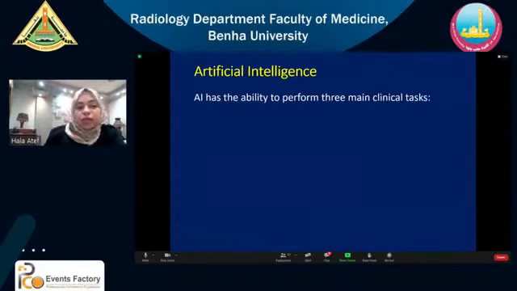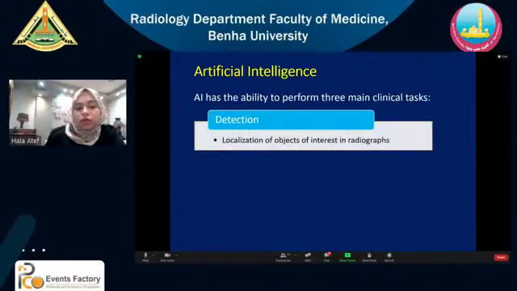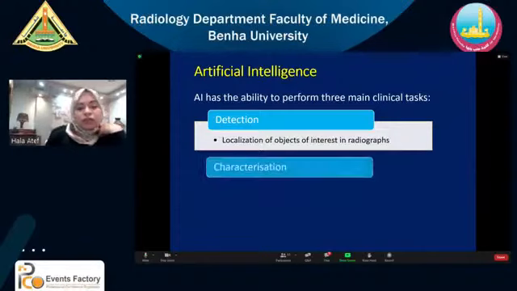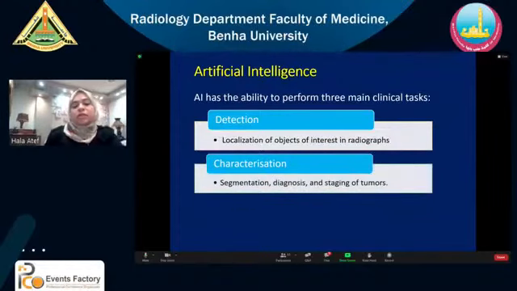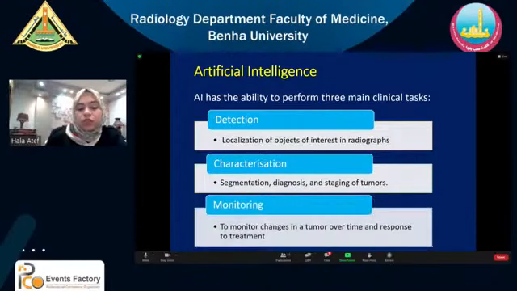Artificial intelligence has the ability to perform three main clinical tasks: detection, for localization of objects of interest; characterization, for segmentation, diagnosis, and staging of the tumors; and monitoring, to monitor changes in the tumor over time and response to treatment.